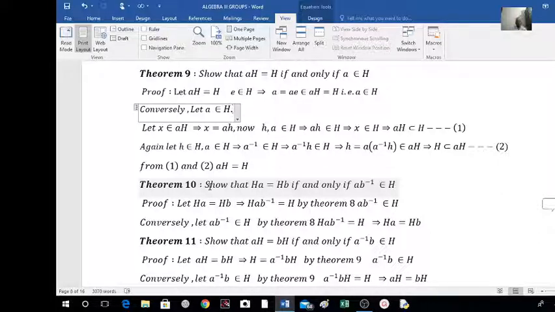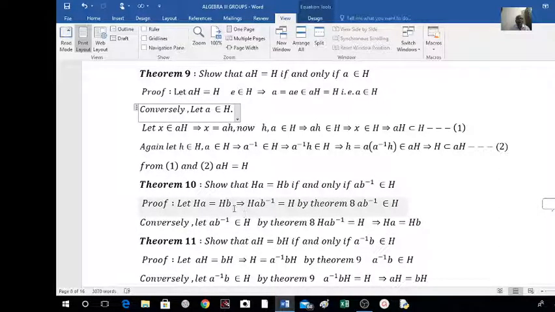First, let me consider HA equal to HB. What does this imply? Operating by b inverse on both sides, this becomes H a b inverse equal to, on the right-hand side, H into b b inverse. b b inverse equal to e, and He is nothing but H itself. That means we are multiplying all the elements of H by the identity element, so there is no change in the elements of H. That means H a b inverse is equal to H.